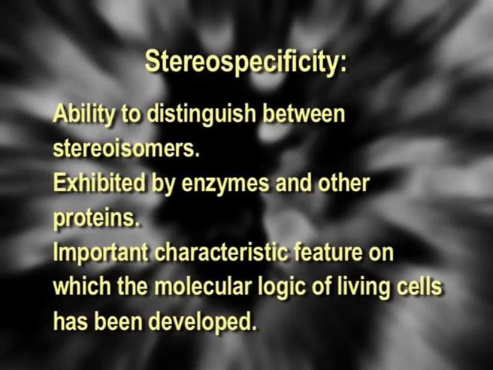So, stereospecificity, that is the ability to distinguish between stereoisomers, is exhibited by many biomolecules such as enzymes and various other proteins, and is a very important characteristic feature on which the molecular logic of life is developed. Say food. We know that food is largely made of one particular mirror image form of the monomer. Say L amino acid makes the proteins, the polypeptides.